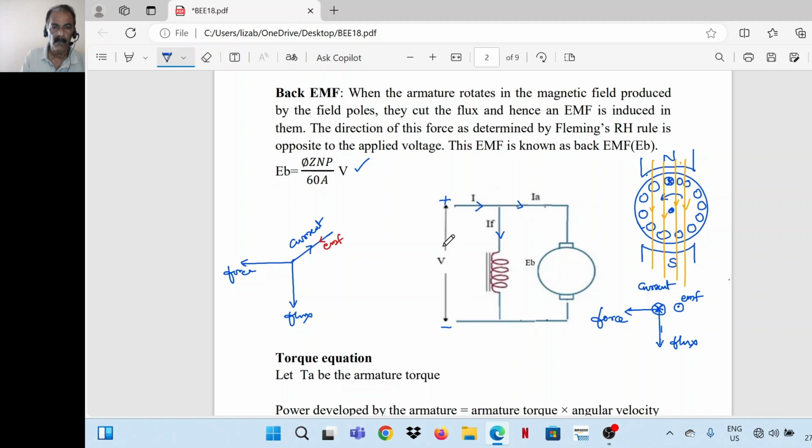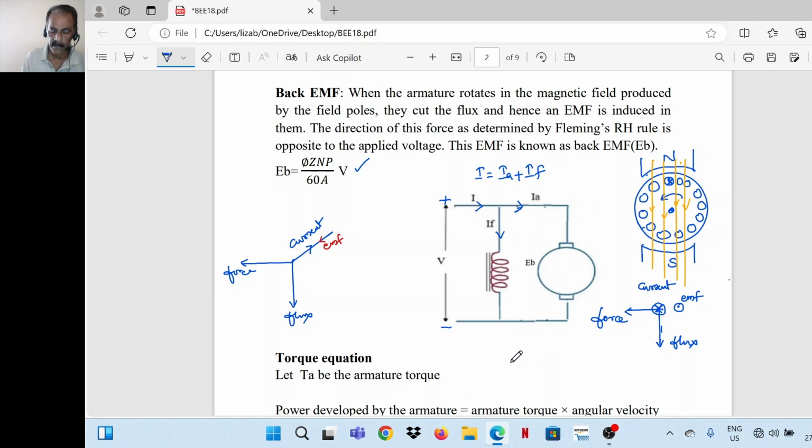So this is the motor circuit diagram. V is the applied voltage. I is the input current, or the total current taken by the motor. IA is the armature current. IF is the field current. So from this diagram, we can write I is equal to IA plus IF. So the total current taken by the motor is the sum of armature current and field current.